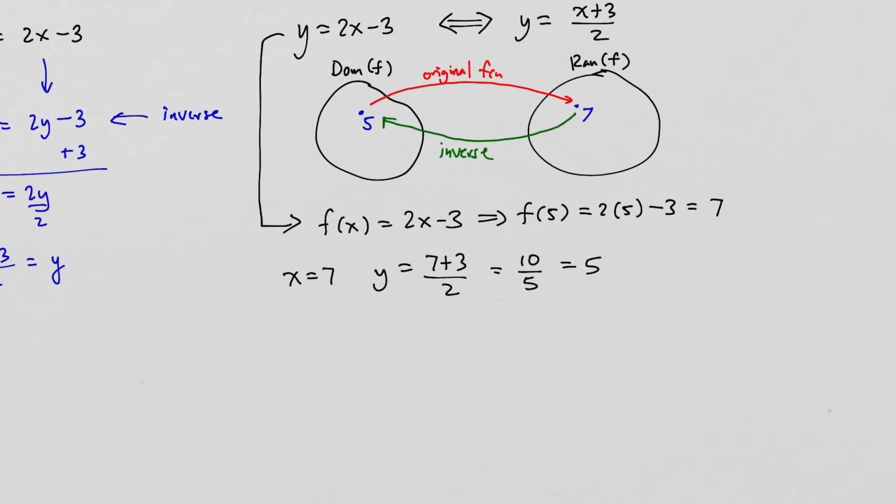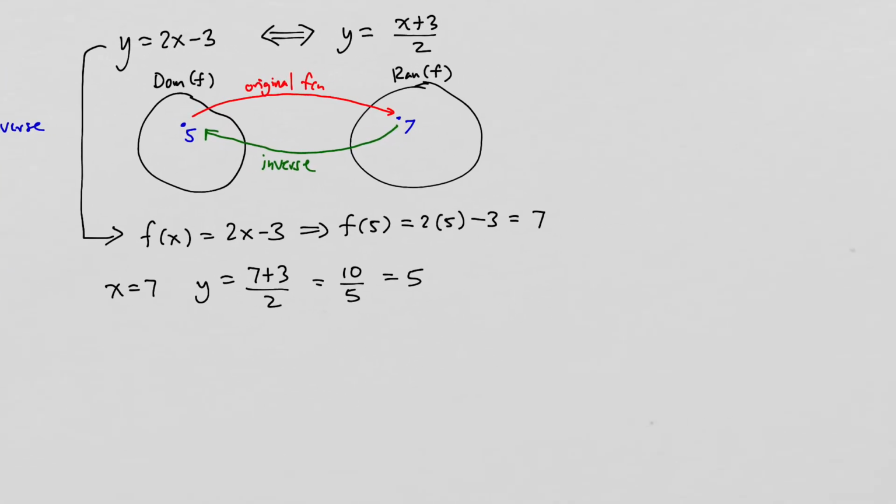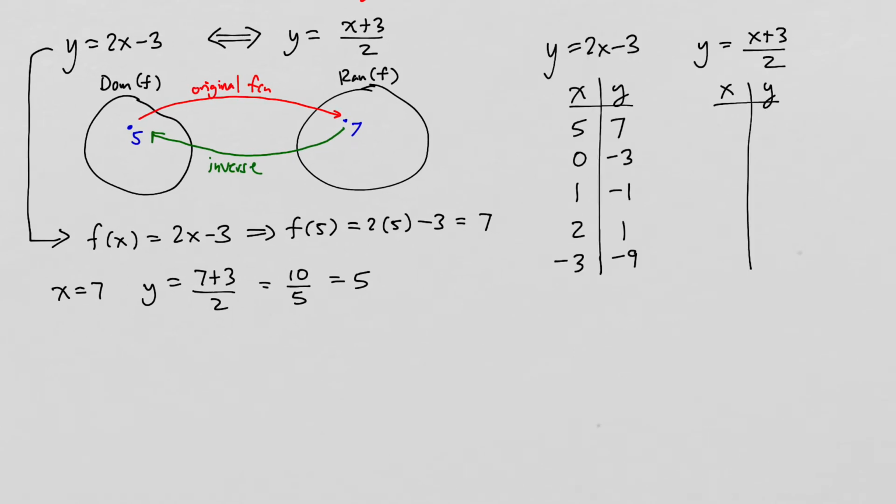And this will happen with any value of x that you choose. So now again, just to make sure we fully understand the concept, let me make a table of values. So here I have the original function y equals 2x minus 3, and I've picked some random values of x to plug in. If you plug in x equals 5, we get y equals 7.